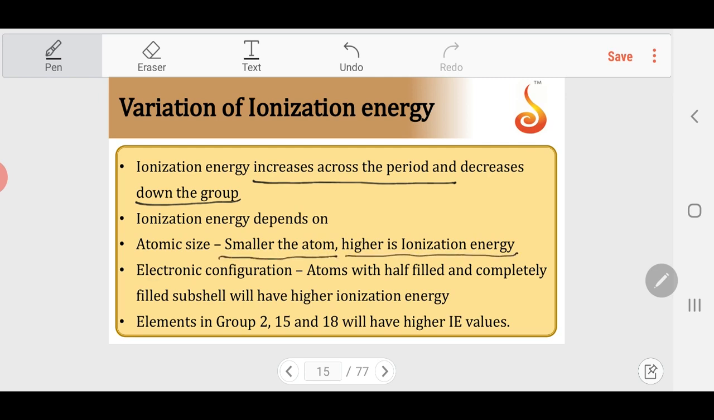One more important point here is that it depends on electronic configuration. Half-filled and completely filled atomic orbitals have extra stability, so these elements will have higher ionization energy than the expected value. Elements in group 2, group 15 and group 18 will have high ionization energy values because of half-filled and completely filled subshells.